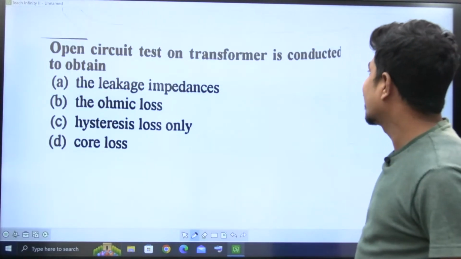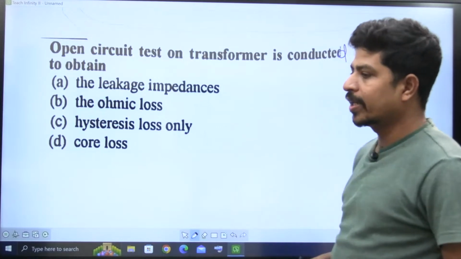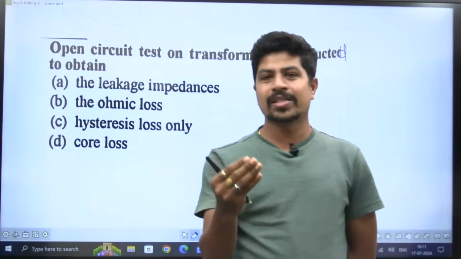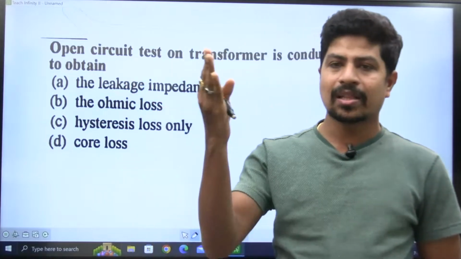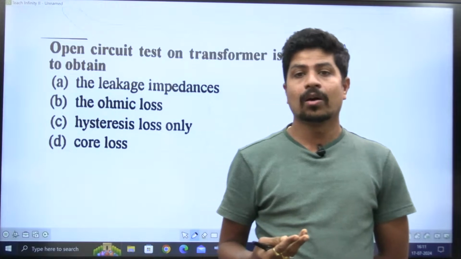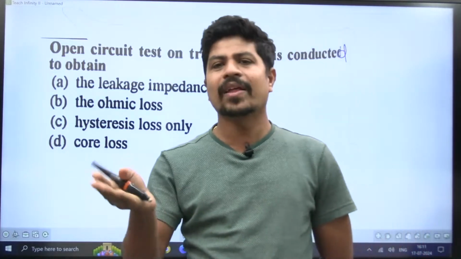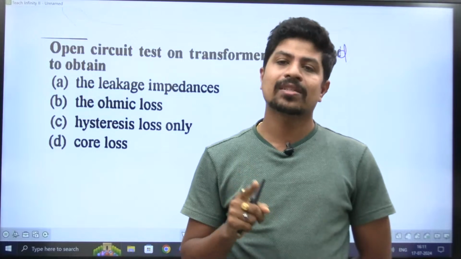Open circuit test on transformer is conducted to obtain. On a transformer we will be conducting two tests. One is a normal, regular test. There are a number of tests: type tests, tan delta test, special tests, back to back test. Open delta is a connection, not a test, please. Okay, open circuit test and short circuit test.